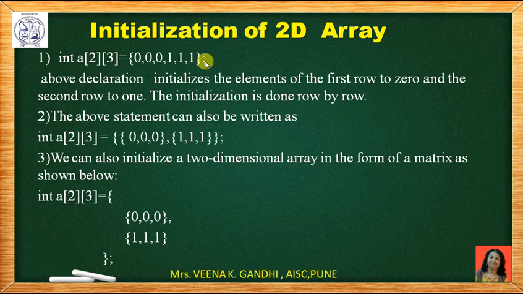Now the same statement can be written as int a[2][3] equal to, in curly braces, again you specify curly braces for the first row which contains all zeros, and the second row again in curly braces which contains all ones. You can also initialize the two-dimension array in the form of a matrix as shown below. Here you can see int a[2][3] equal to, in matrix format, opening curly braces, in that again 0, 0, 0 and 1, 1, 1, in tabular format, as you can see here.